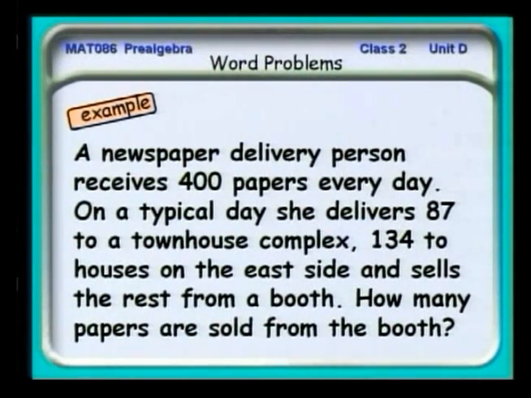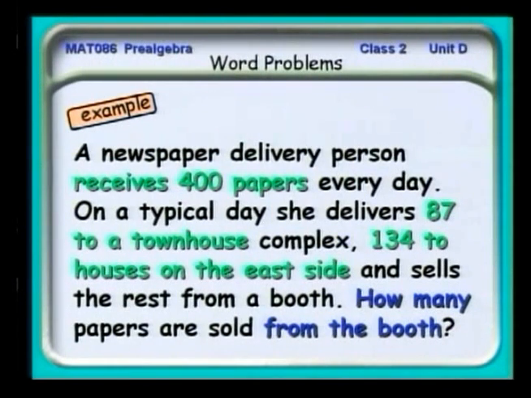Here's another one. A newspaper person delivers 400 papers every day. On a typical day, she delivers 87 to a townhouse complex, 134 to houses on the east side and sells the rest of the newspapers from a booth. And what we would like to know in this problem is how many papers are sold from the booth. Let's examine it for information. 400 papers a day, 87 to the townhouse, 134 to houses on the east side, and we would like to know how many are sold from the booth.